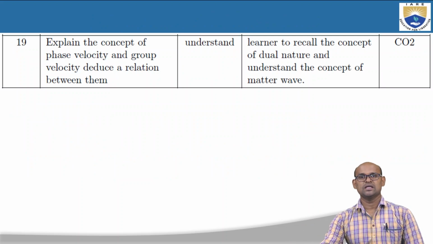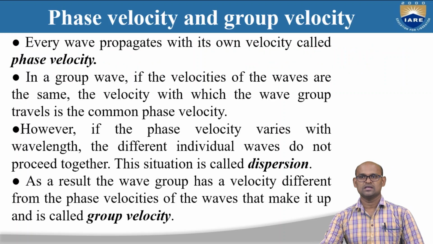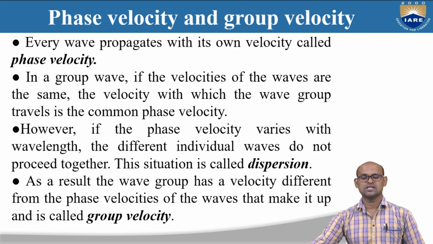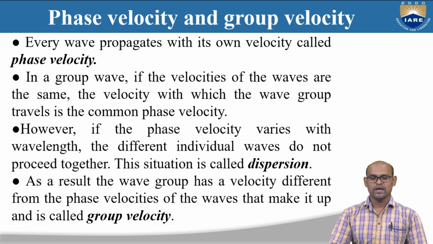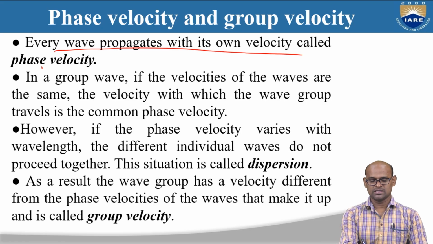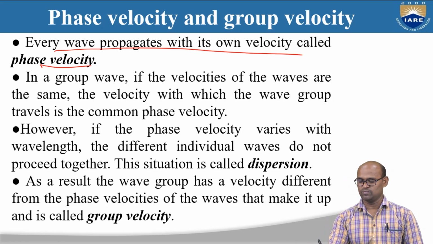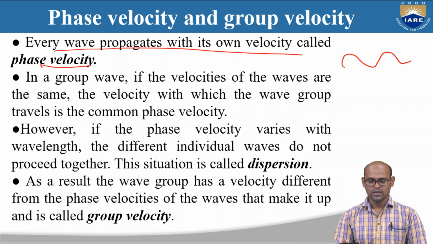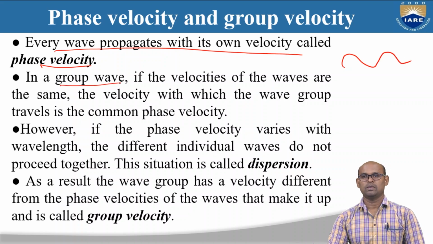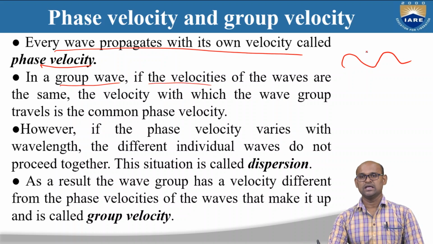19th question: Explain the concept of phase velocity and group velocity, and deduce a relation between them. What is phase velocity, what is group velocity, and what is the relation between the two? That is what we need to derive. Every wave propagates with its own velocity called phase velocity. If you take any single wave, its velocity is called the phase velocity. Now I have a wave group, not a single wave.